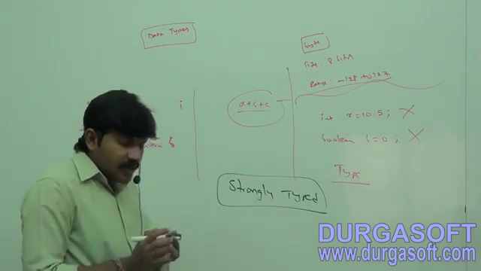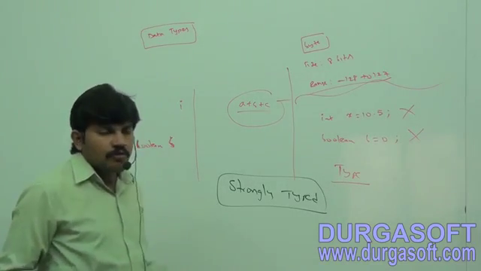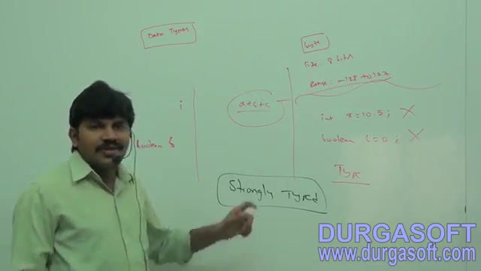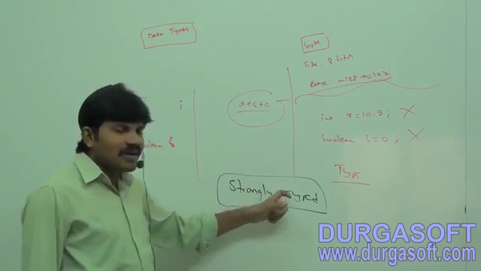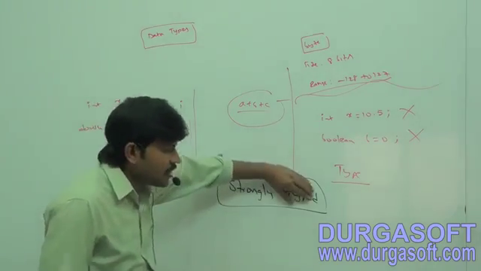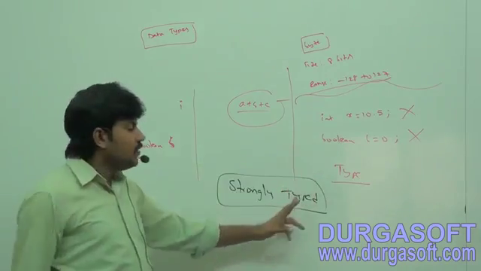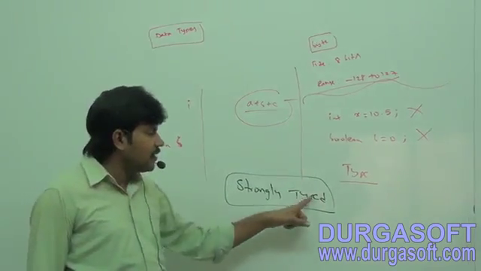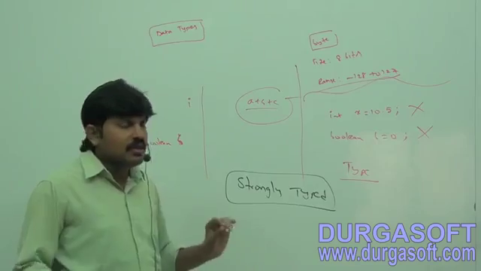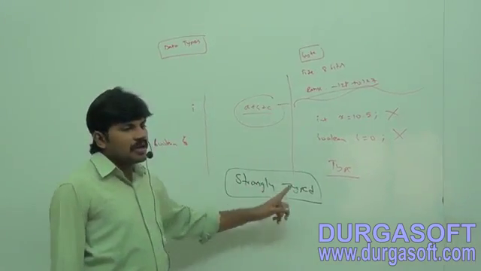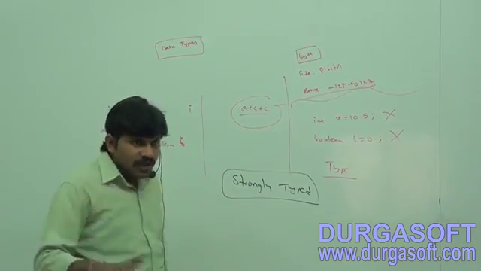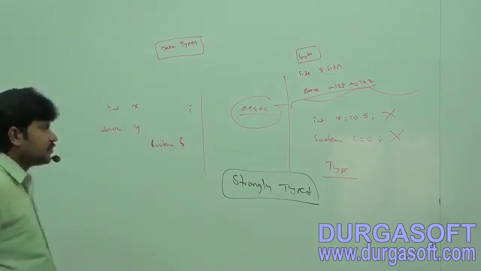Strongly typed doesn't mean we have to type very strongly for it to be typed. No, strongly typed means type checking is very important. Type checking is very strong, or type is very important. Are you able to understand? So Java is strongly typed, where type is very important, right? Okay, this is at this point.